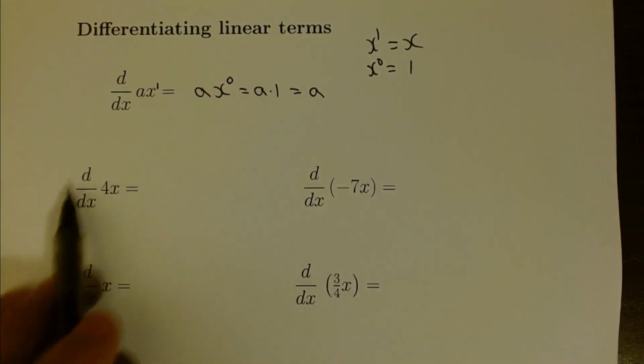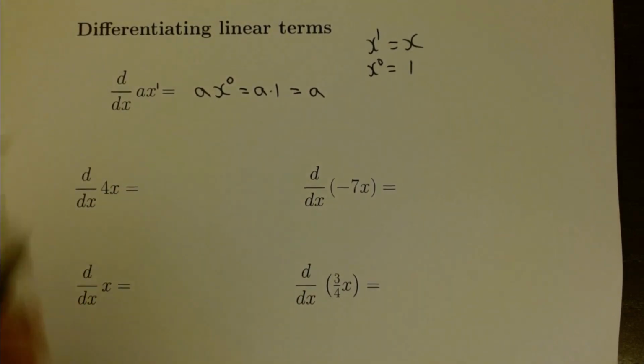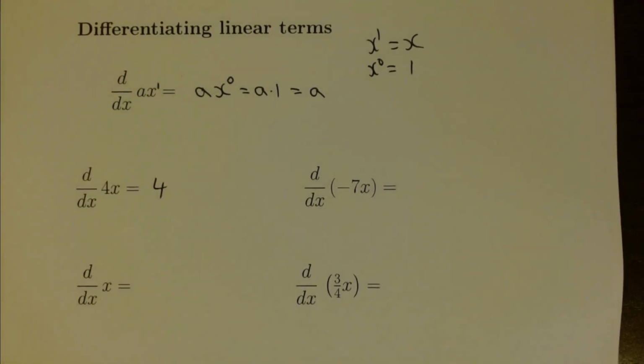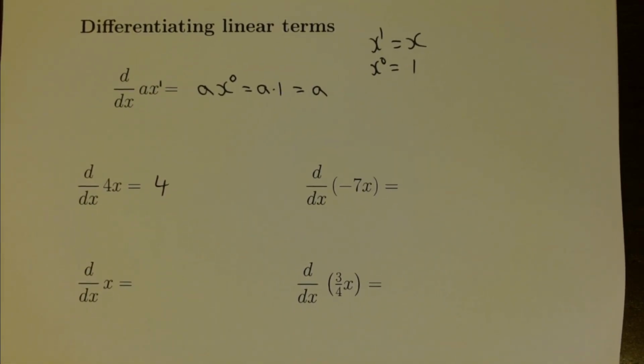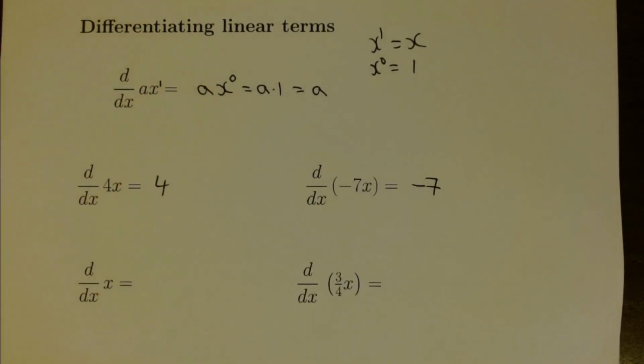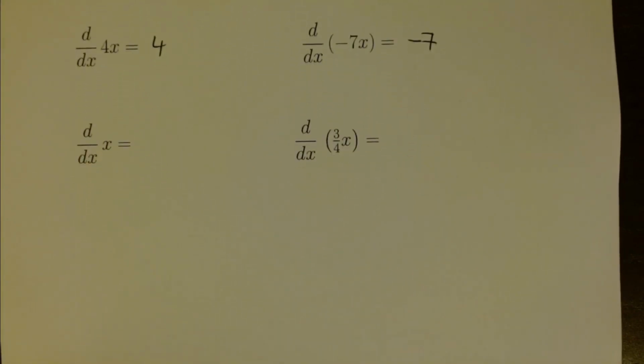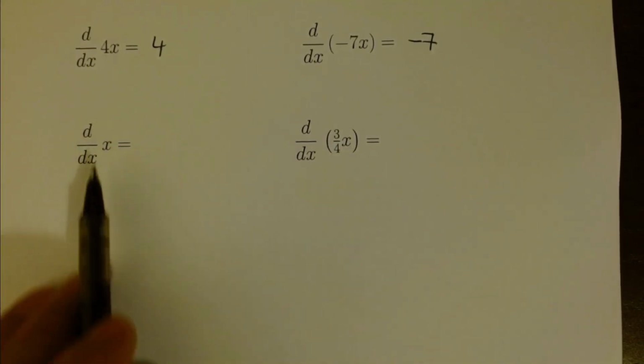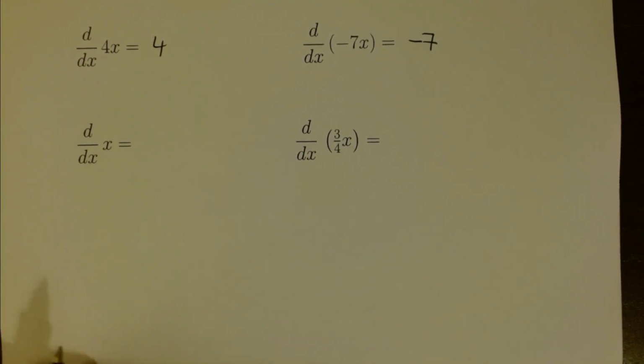So for example, if we want to differentiate 4x, it just becomes a 4. That's it. If you want to differentiate minus 7x, the x cancels, becomes a 1, and you just get a minus 7. If you want to differentiate x, we just have to be a bit careful here. The answer is 1.